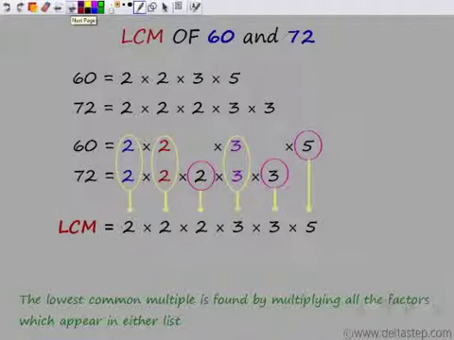Now you can calculate it. 5 into 2, 10. 3 2s are 6, 3 2s are 6. So this gives me 6 6s are 36 into 10, which is 360. Now you can say the LCM of 60 and 72 is 360. That is, 360 is the smallest multiple of both 60 and 72.